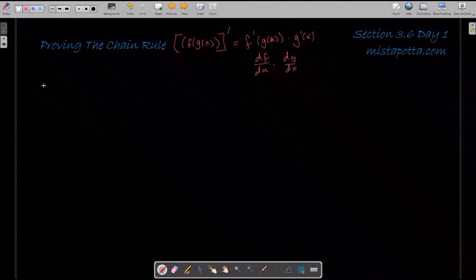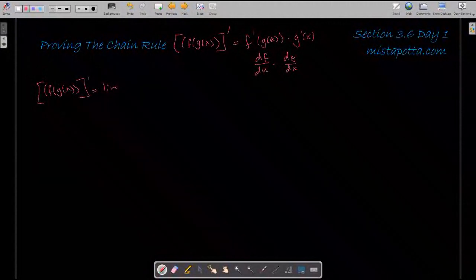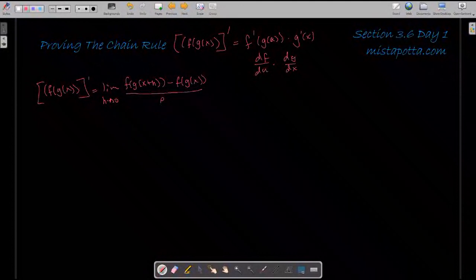And so what I'm going to do is fall back to the definition of the derivative. This is supposed to be the derivative of f of g of x, and that's going to be the limit as h approaches 0 of f of g of x plus h minus f of g of x, all divided by h. And looking at this, this is kind of where we were when we were dealing with the product rule or the quotient rule. In and of itself, I don't have a lot to work with. I need to introduce some more terms.